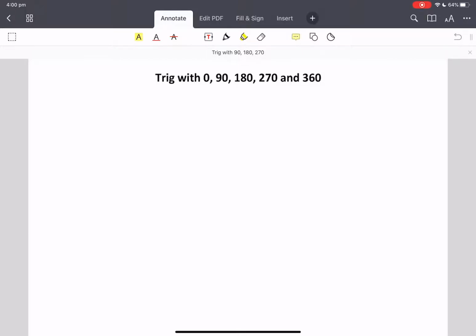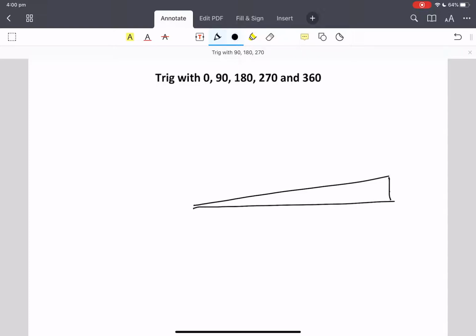Okay, the trig of those angles, 90, 180, 270 and 360. When you look at trig, it looks really easy, but please bear with me and get through to the end, and watch these videos multiple times and do lots of questions, because somehow, when it gets to the test, it ain't that easy.